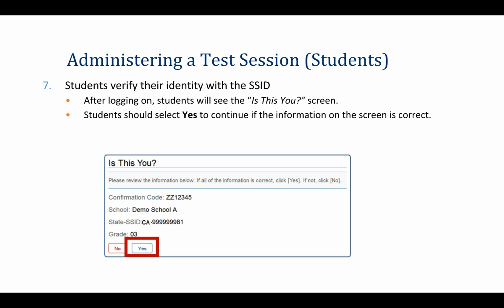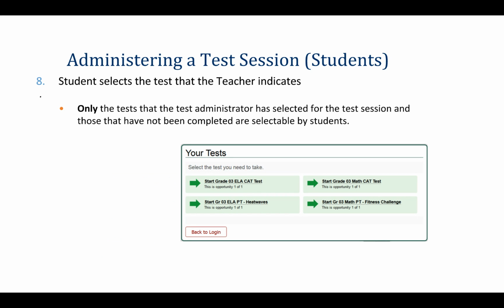Once a student logs in, they'll select yes after they review the information here and verify their identity. Next, they will select their test. If you have selected multiple tests, for example, if you have a multi-grade classroom or maybe you're running a makeup session, you'll have more than one thing lit up here and you'll need to let the students know which test they're taking.